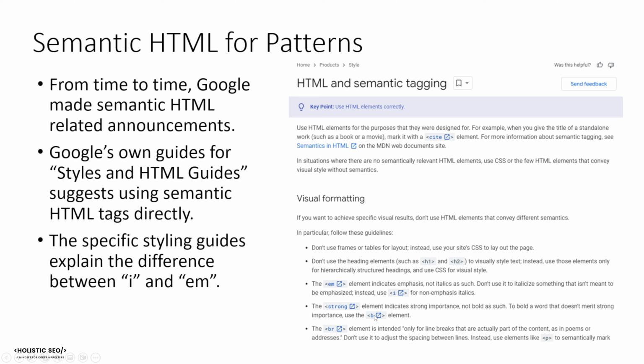The bold is a little bit, let's say, design. The strong means prominence. And usually when we select bold from our CMS, it means a different thing too. So semantically, these things mean different things. And the line break, the BR, again means a different thing too. Don't use it to adjust the spacing between the lines.